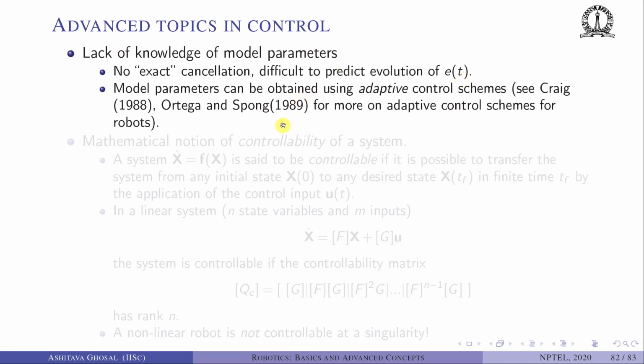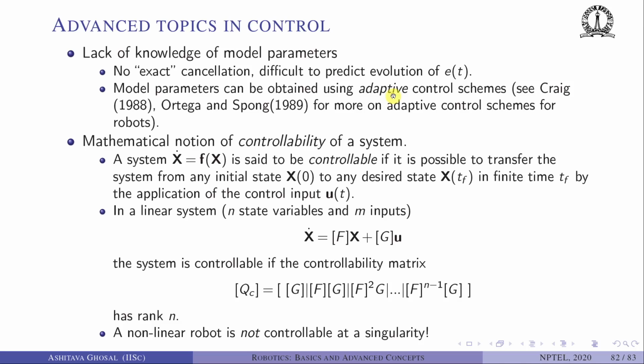The other issue is, if you do not know the model parameters exactly, can we find them out? The answer is yes. The model parameters can be obtained using adaptive control schemes. We don't want to get into adaptive control schemes, but basically we can look at the errors and then have some adaptive control laws which change the model parameters such that the errors go to 0 over time. At the end of this adaptation period, we will know exactly what the model parameters are.